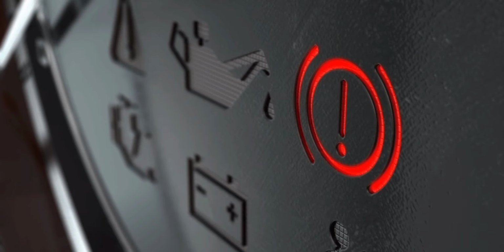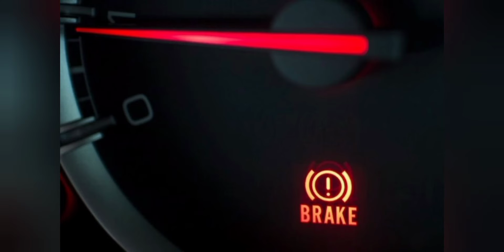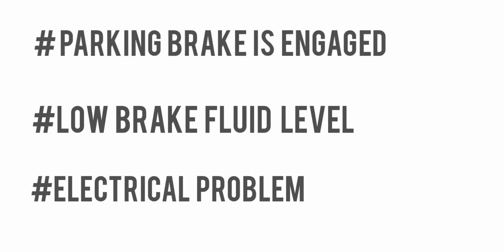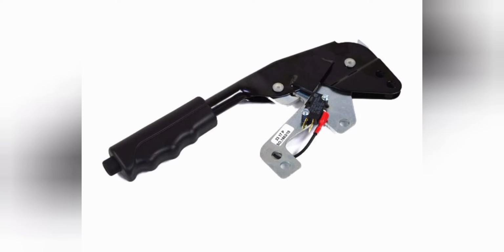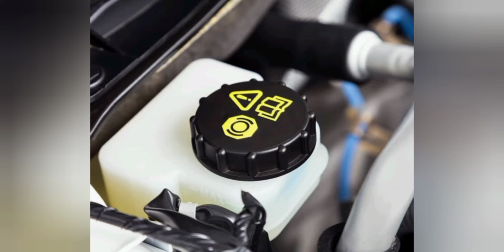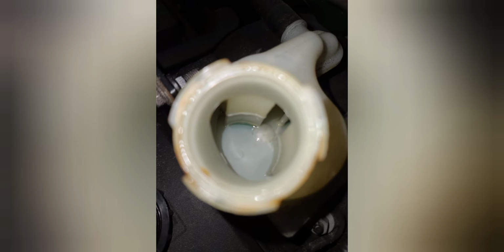The brake system warning light can indicate these things: the parking brake is engaged, low brake fluid level, or an electrical problem. When you engage the parking brake, the brake handle closes a switch that turns on the warning light. And if the brake fluid level in the system has gone down, the brake warning light is on.